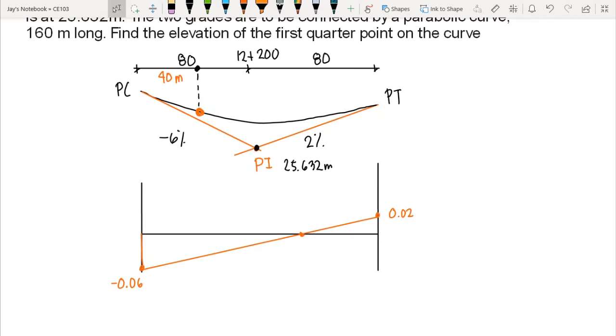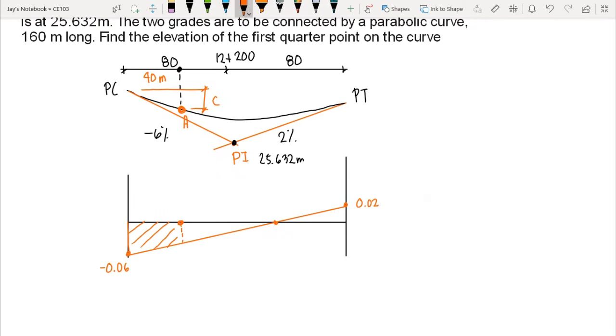So we are asked to compute the elevation at this point. By computing this area, we can compute the difference in elevation between PC and the quarter point. Let's say this quarter point is point A. So we can compute C. So we can compute the area. However, we are lacking values here.